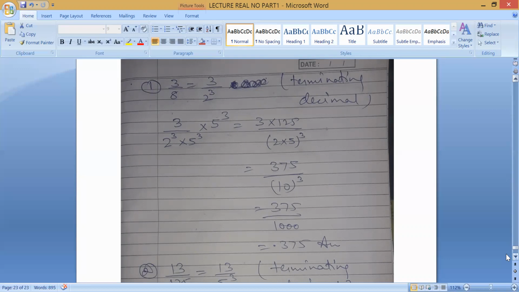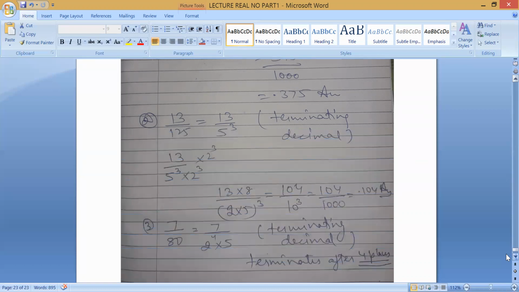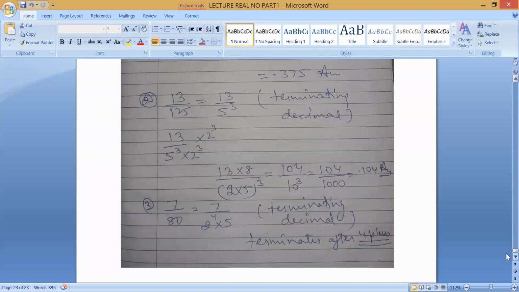So sometimes in the 2 marks question, you have to find it without actual division. So this 13 upon 125, again 13 upon 5 to the power 3, terminating decimal. How will you do it? 13 upon 5 to the power 3, multiply by 2 to the power 3 in numerator and denominator. So you will get 8. 13 into 8 is 104. After that 2 into 5 to the power 3, that is 10 to the power 3, and 10 to the power 3 is what? 1000. You will get 0.104.